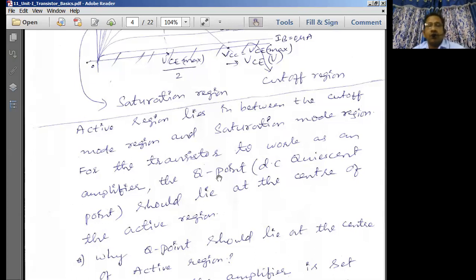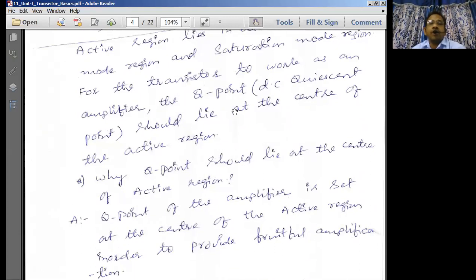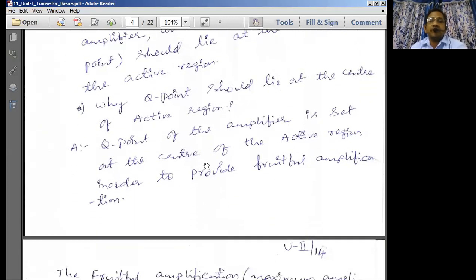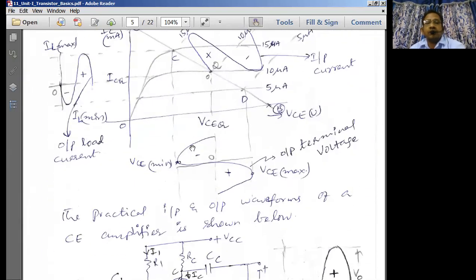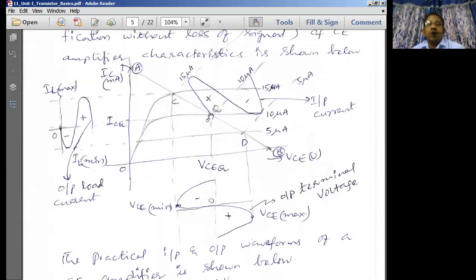For a transistor to work as an amplifier, the Q point should lie at the center of the active region. And there was a basic viva question: why should the Q point lie at the center of the active region? In order to get fruitful amplification, the Q point always should lie in the center of the active region. That means if we extend this saturation line, it will extend like this. Cutoff region means somewhere here below; somewhere above this you won't have the cutoff region.